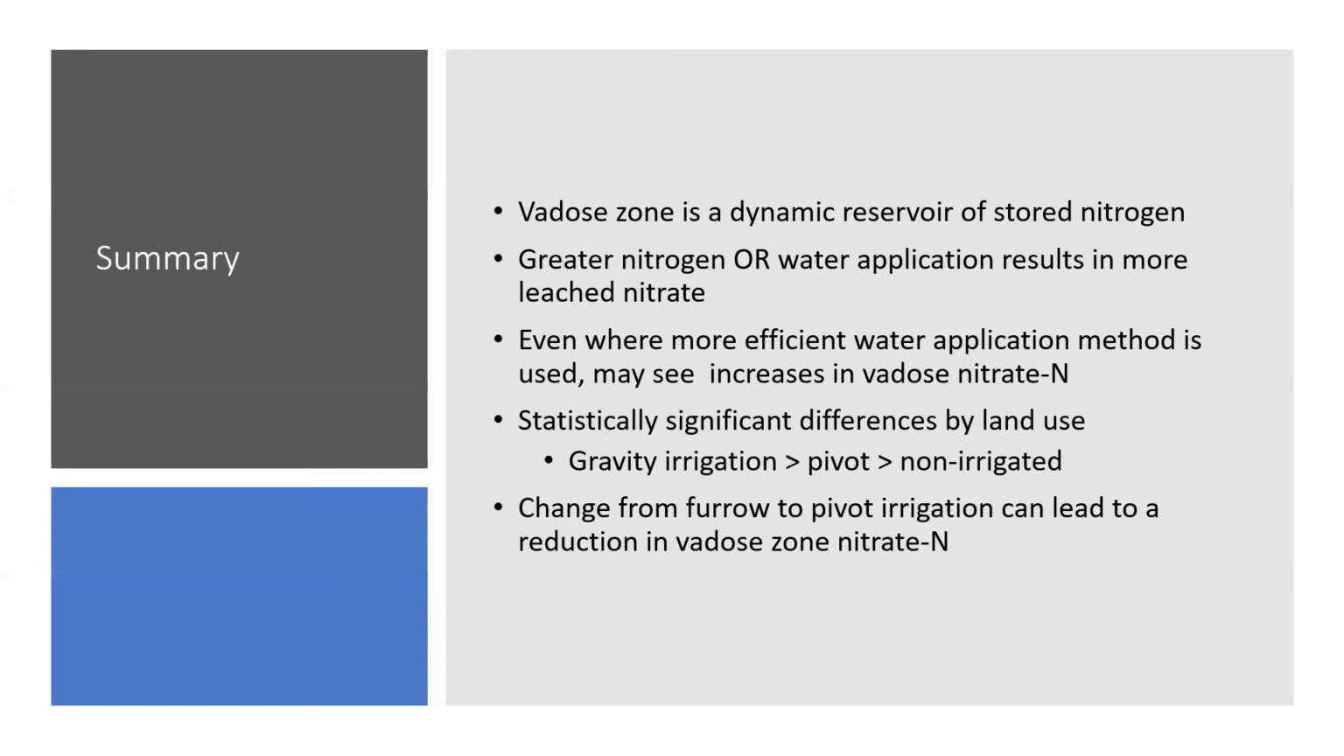I would recommend that we encourage changing from furrow to pivot irrigation as a way to reduce nitrate leaching beneath cropland, as it's clear from several studies that it can lead to a reduction in Vadose zone nitrate-N and ultimately reduce loading to the water table.